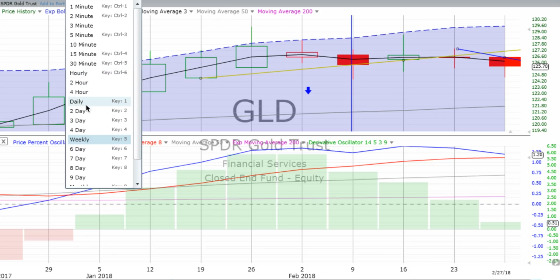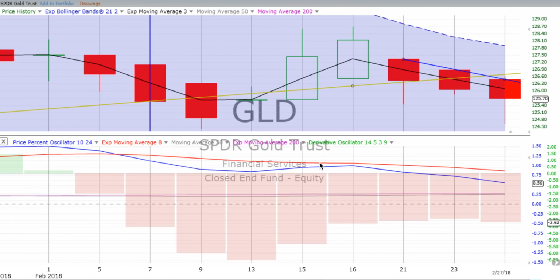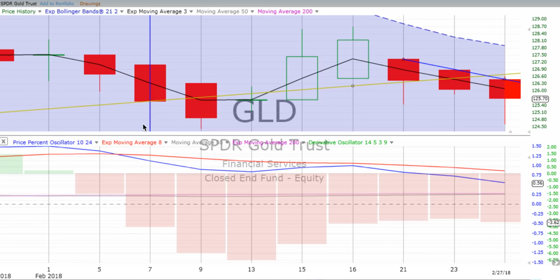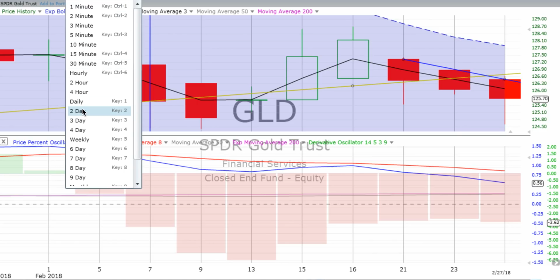As we tune a little deeper into that 2-day chart, we can see, of course, it already crossed over going down back on the 7th, went down for two 2-day periods, of course 4 days, up then for 4 days, and then down so far for 6 days. We've gone ahead and drawn ourselves a trend line heading down. Of course, we're bisecting the up line on the weekly chart, and we see the derivative oscillator heading down strongly, price percent oscillator heading down.